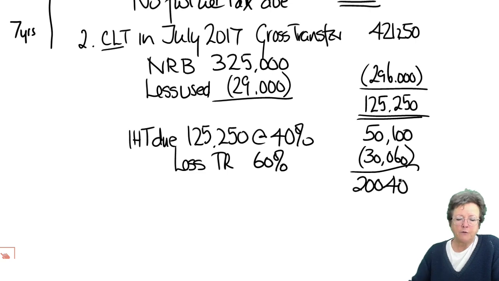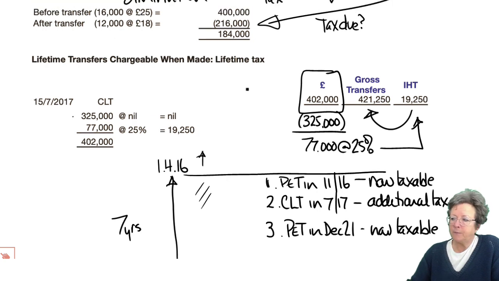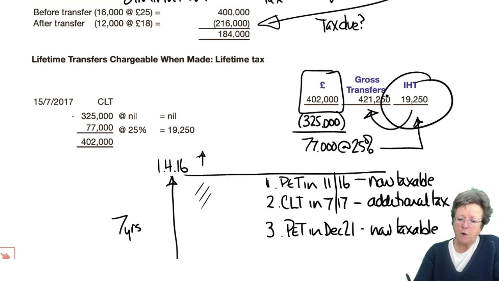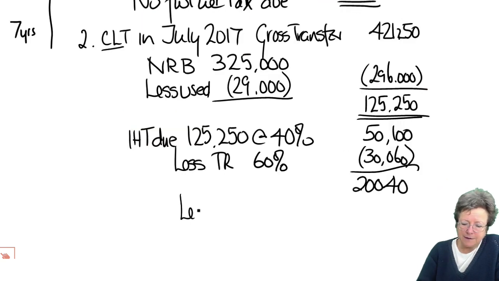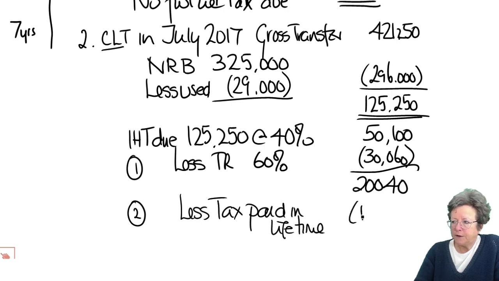Now, if you remember from the answer here, there was a tax paid. See it there? We can now reduce that from here, less. Now do them in that order. That must come first, and then this must come afterwards. Tax paid in lifetime of 19,250. So now £790 is due to be paid.